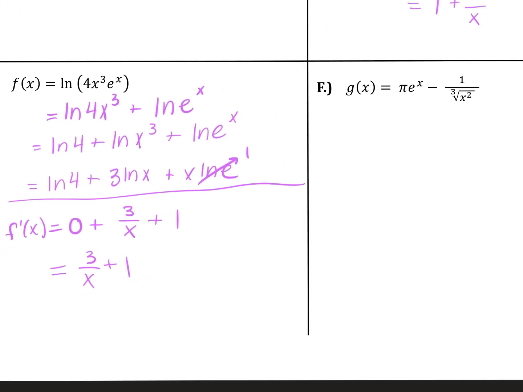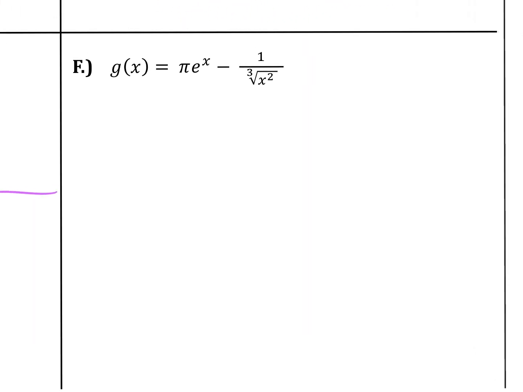Well, pi, guess what? Pi equals 0. No, it doesn't. ln of pi equals 0. Okay, the derivative of it. All right, so the first part stays the same. The second part we rewrite as x to the negative 2/3.